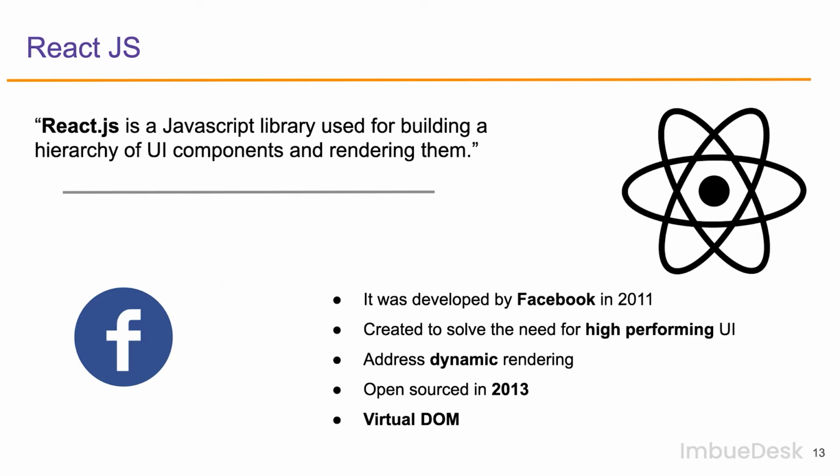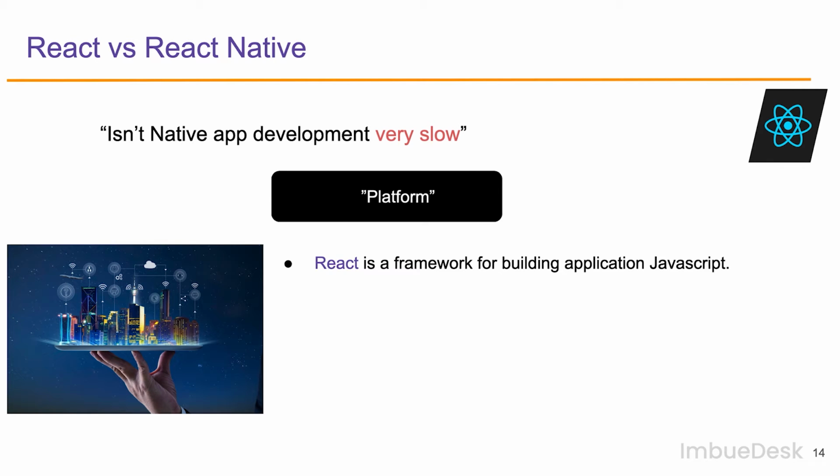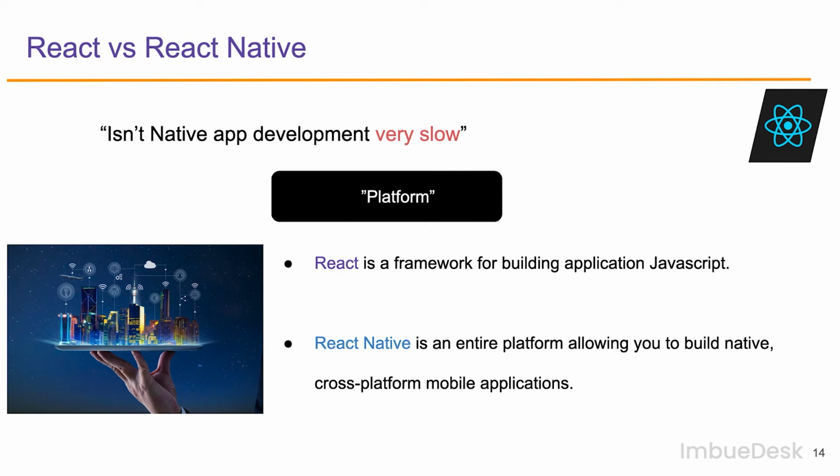So now let us dive into the comparison between React versus React Native. And the first point we'll check out is the platform. So when we are talking about the platform, React is a library that's used to build applications and it makes use of JavaScript. While React Native is an entire platform on its own with native APIs, with components, and all. So you can build native mobile applications which are cross platform.